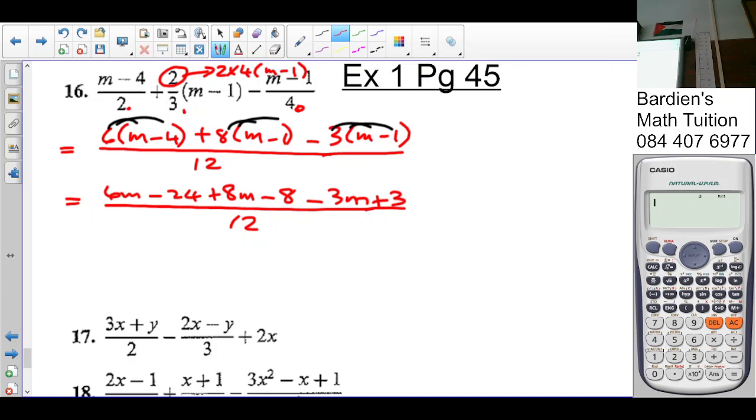So what do we do now? Yes, like terms. So 6m plus 8m, 14m minus 3m, 11m. Minus 24 minus 8, negative 32. Plus 3, negative 29 over 12. Who got that answer?